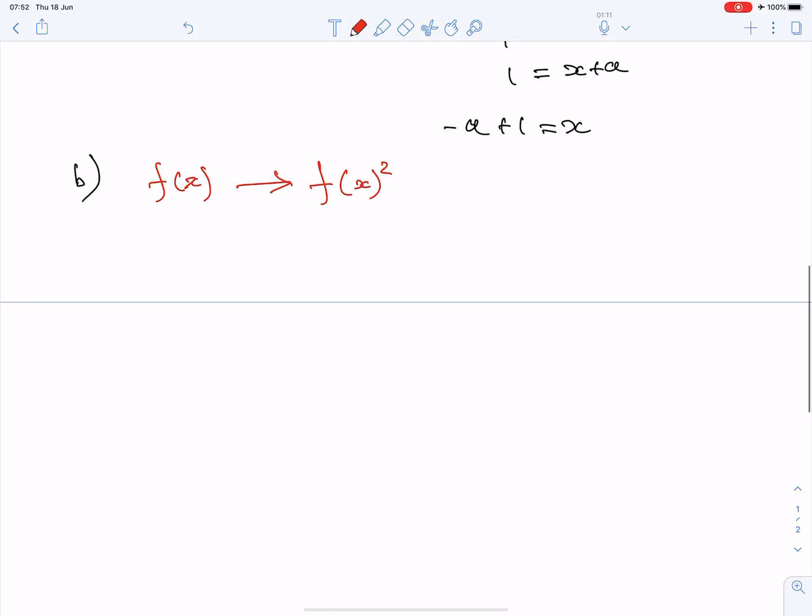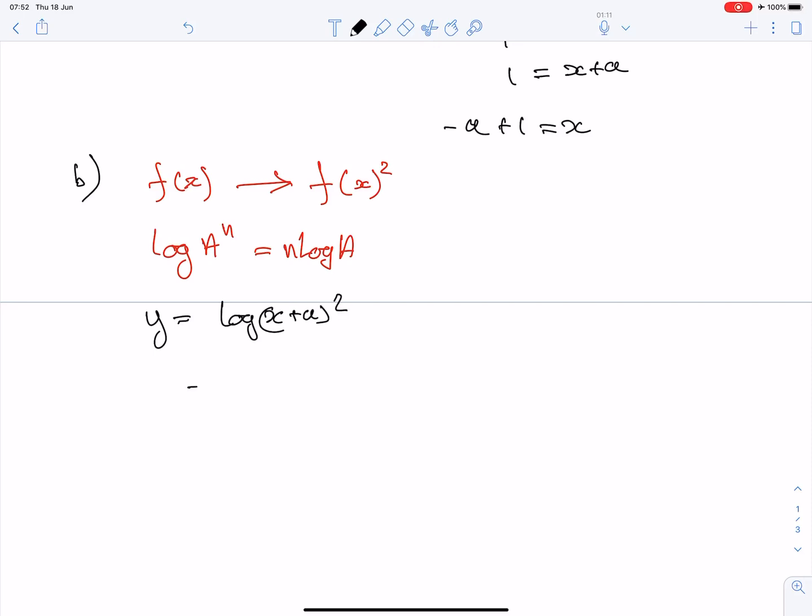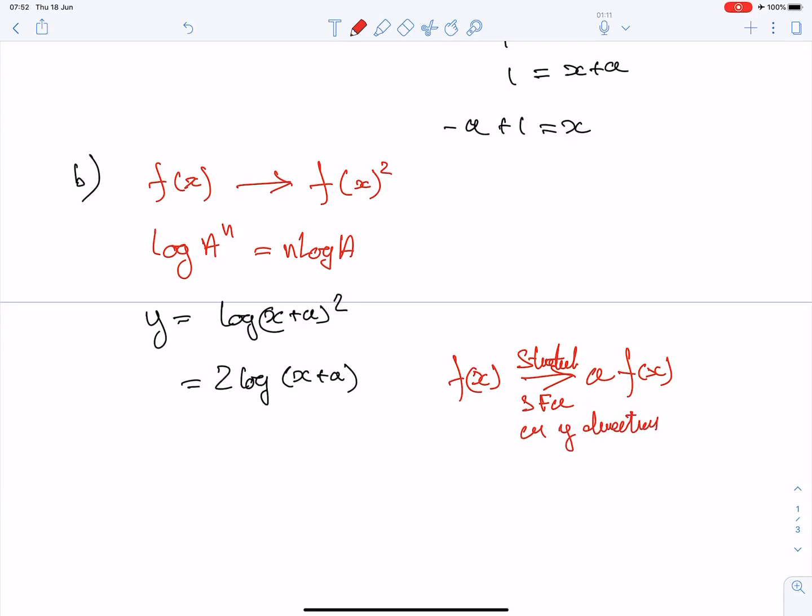Well, we're working with logs, and we should have learnt log to the base a of x to the n equals n log x. So we can write y equals log of (x plus a) squared is equal to 2 log of x plus a. Now that should look more familiar to us in terms of our transformation of graphs. So we know f of x is mapped onto a f of x by a stretch scale factor a in the y direction, or we could say x-axis invariant is actually a better way of saying it. Okay, so it's stretching it away from the x-axis.